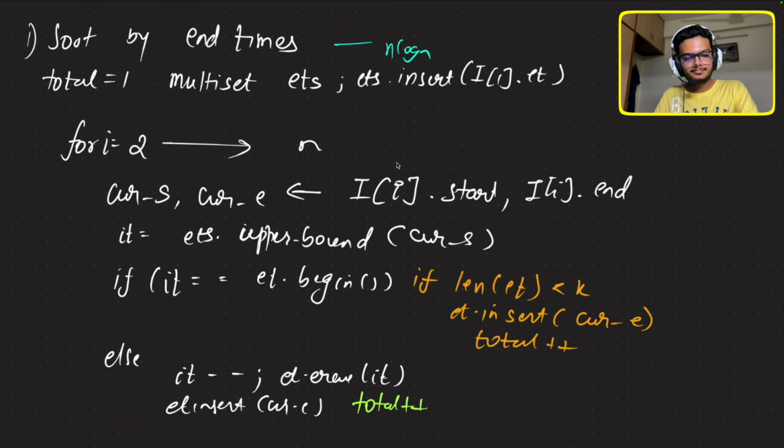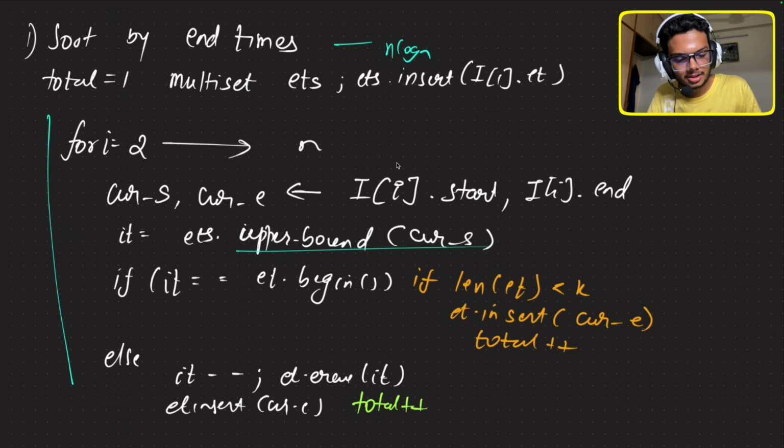Then this is the order of n loop, and in that we are here doing upper bound, which is log n. Erase is log n. Insert is log n. So this is also n log n. So all in all, total time complexity is n log n.